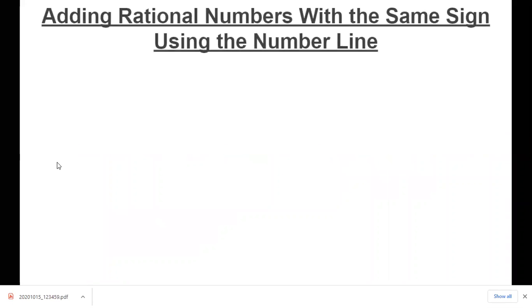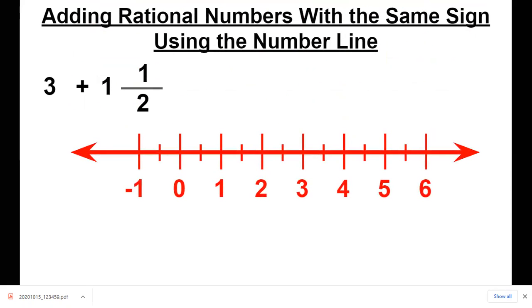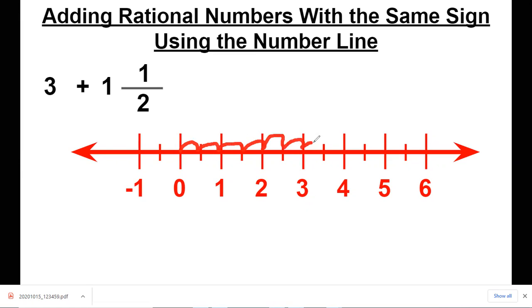Try another one. Adding rational numbers with the same sign using the number line. We have 3 plus 1 1/2. Bring down our number line. What's different about this number line? Well, we don't have graduations of 1/4. Now we have graduations, if you notice, of 1/2. 0 is here. This would be 1/2. This is 1. This is 1 1/2. This is 2. This is 2 1/2. This is 3, etc. 3 1/2, 4. So I'm just going to clear that. Just wanted you to see. Always look at your number line to try to figure out what your units are.